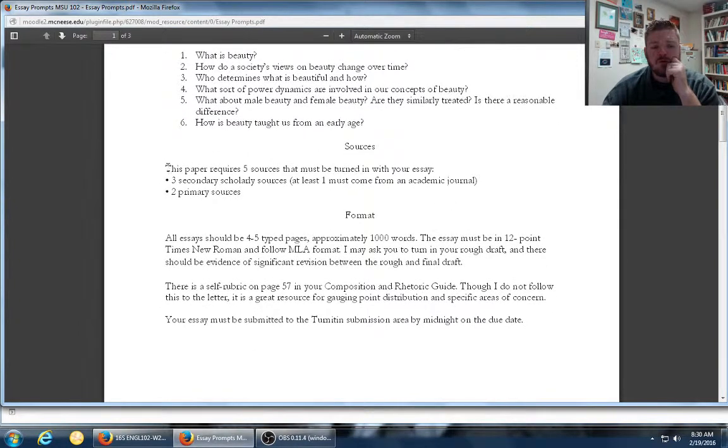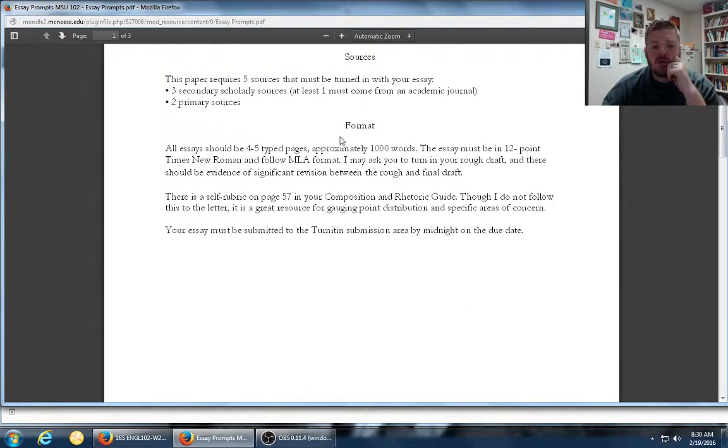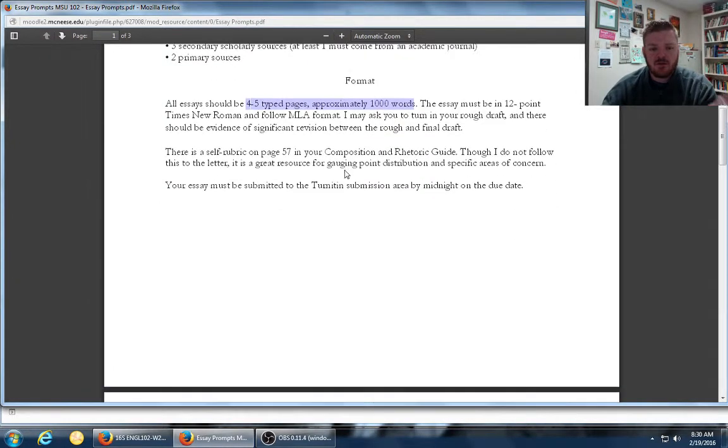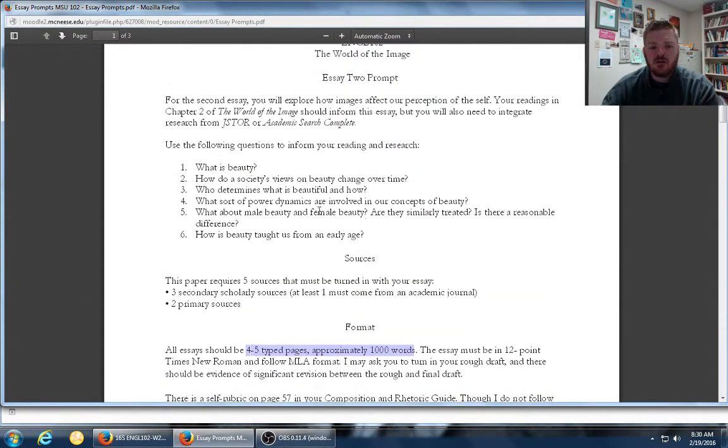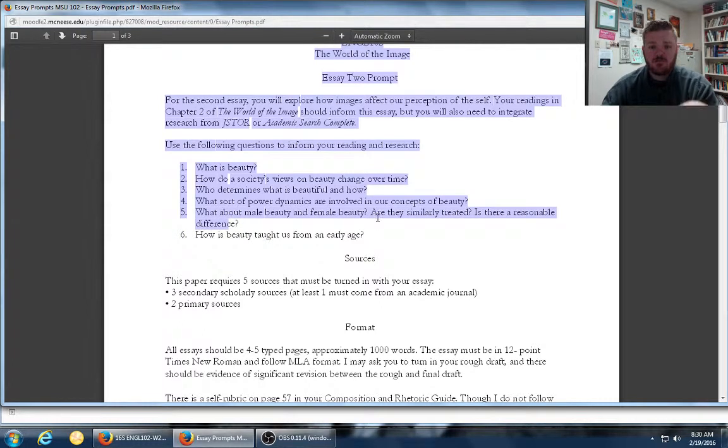This paper requires 5 sources that must be turned in with your essay. 3 secondary scholarly sources, at least one must come from an academic journal, and 2 primary sources, interviews, for example, or letters, or creative work. Format: all essays should be 4 to 5 typed pages, approximately 1,000 words. The essay must be in 12-point Times New Roman. You can read all this. I'm not going to read it to you. But the key here is that you're going to write an essay about beauty.